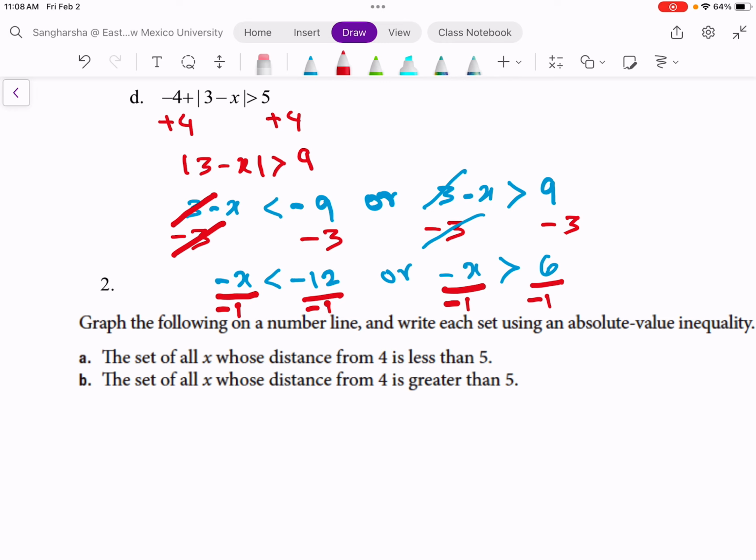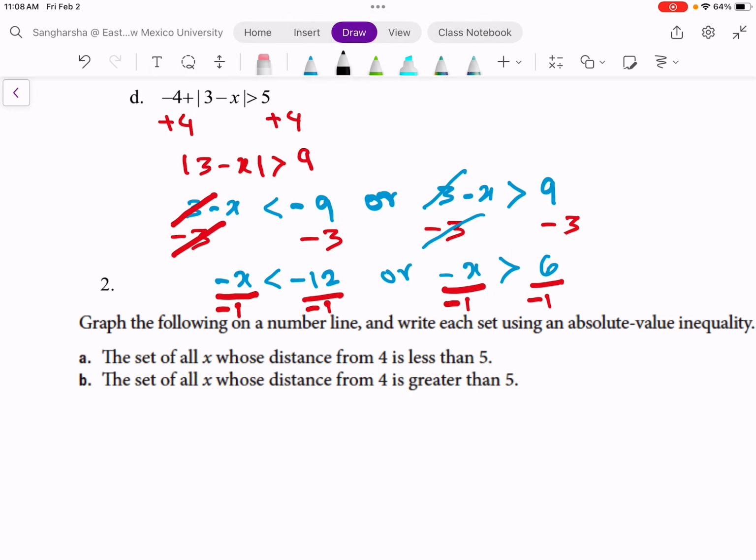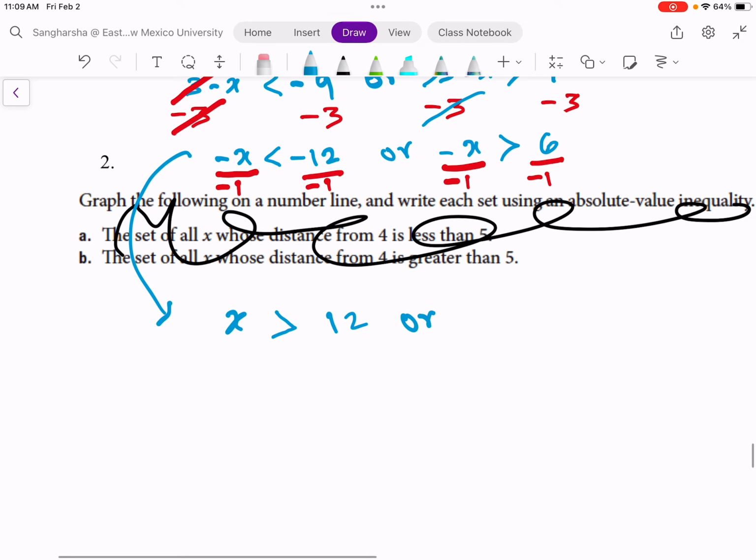I'm going to cross out this one here for a while. So we have negative x divided by negative 1, that is positive x. Now the strictly less than flips, and we have greater than positive 12. Or negative x divided by negative 1, that is positive x. We have greater than, it changed to less than negative 6.